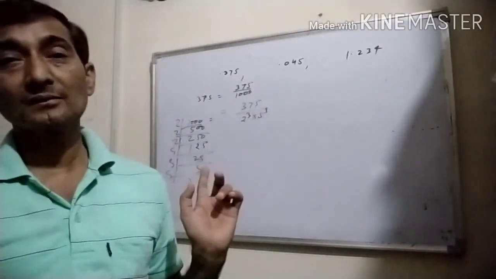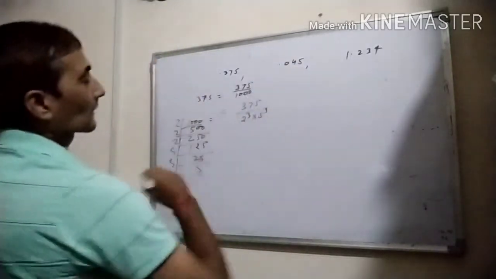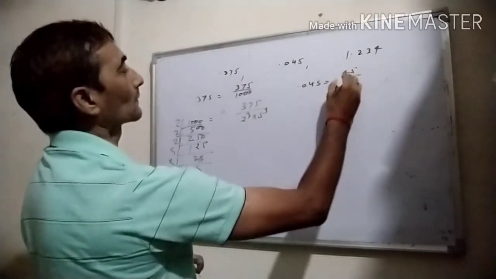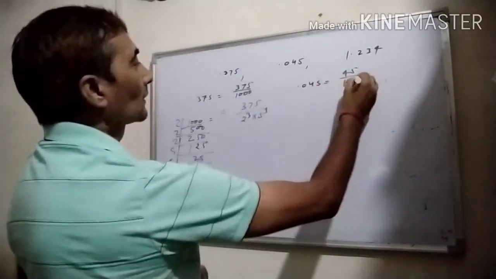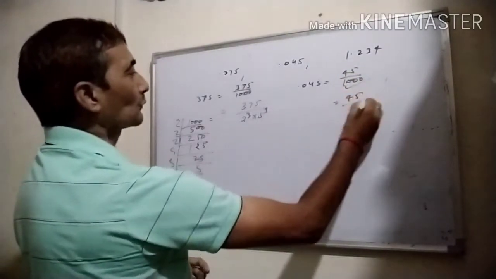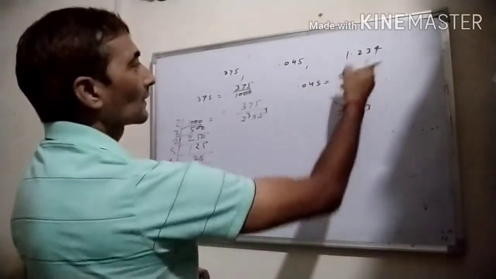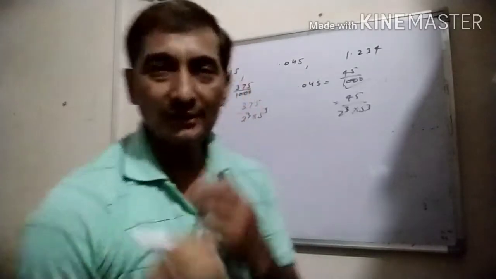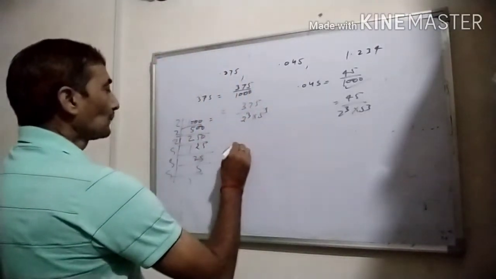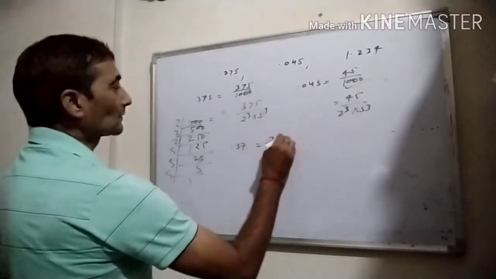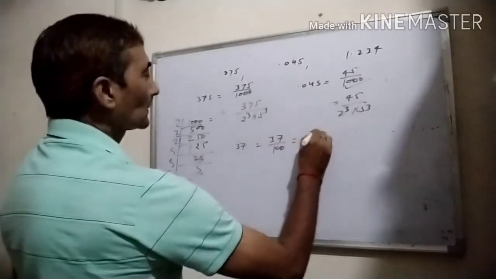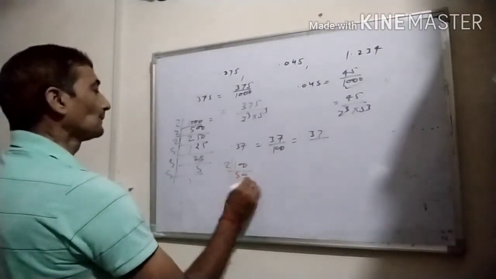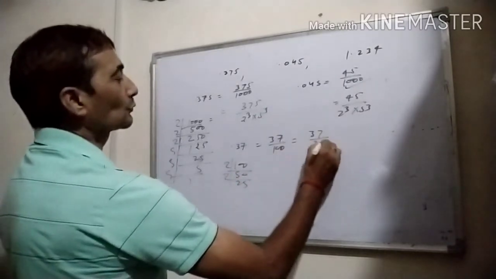The most important thing. Now second is 0.045, which is written in the form of 45 upon 1000 also. 1000 is written as 2 to the power 3 into 5 to the power 3. Suppose that the denominator of any quantity is 100, just like 0.37, that is 37 by 100. We factorize 100 as 2 squared into 5 squared.